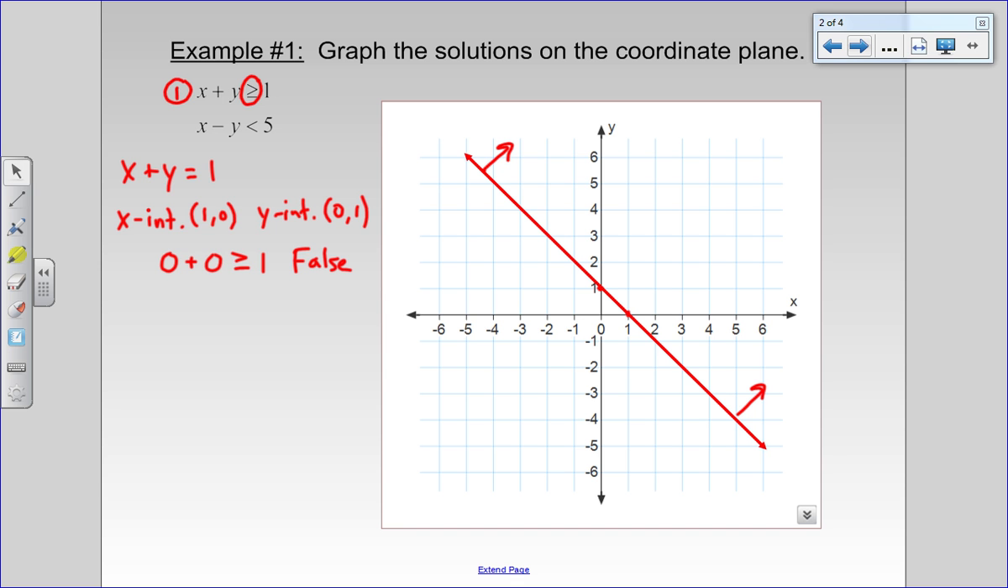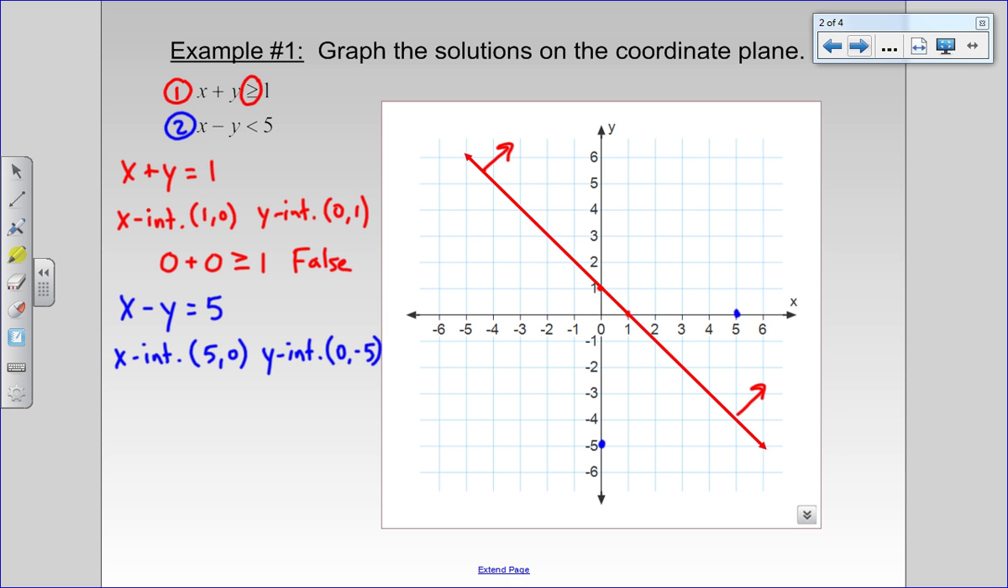Now let's move to the second inequality. x minus y is less than 5. We will graph it in blue. In this case, the boundary line is x minus y equals 5. Thus, the x-intercept is (5, 0), and the y-intercept is (0, -5). We can plot those 2 points on the coordinate plane.